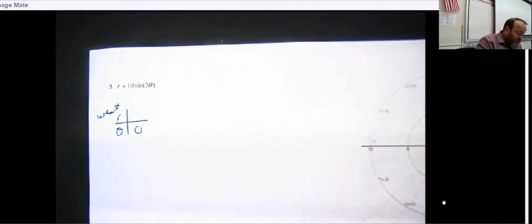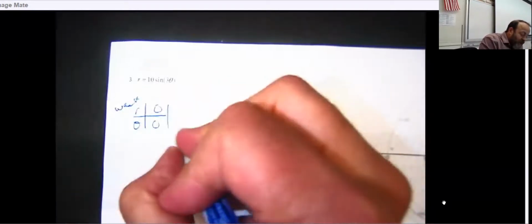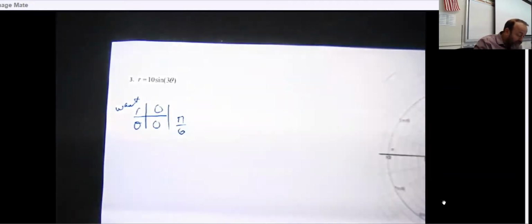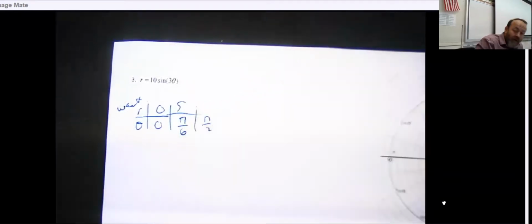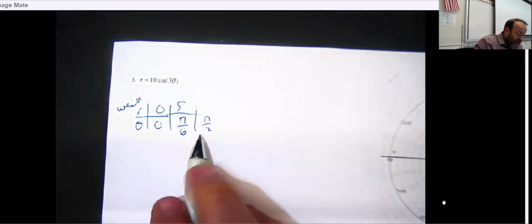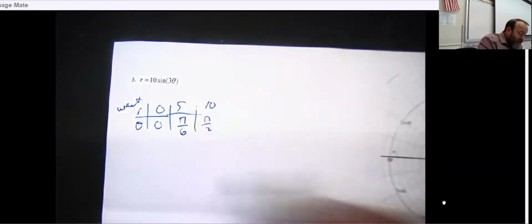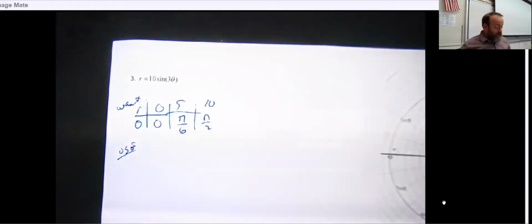for a sine is I would like to start at 0, which of course is 0. I'd love to use pi over 6 where its radius is a half. That's going to give me 5. And I'd like to use pi over 2 where it has a nice radius of 10. But what I can use, in fact, is a little bit different.